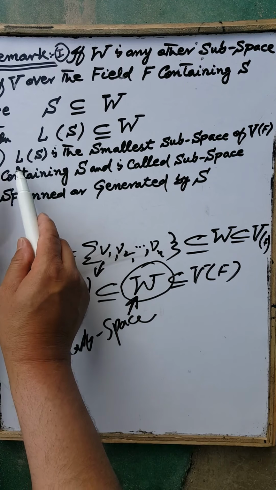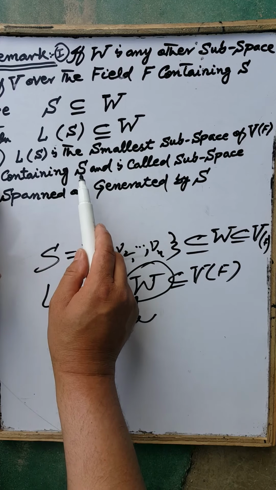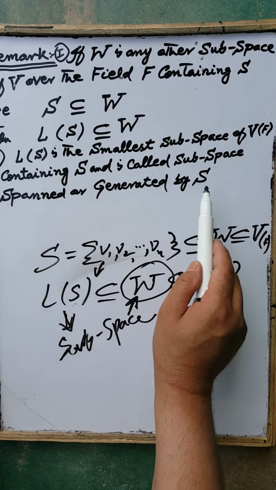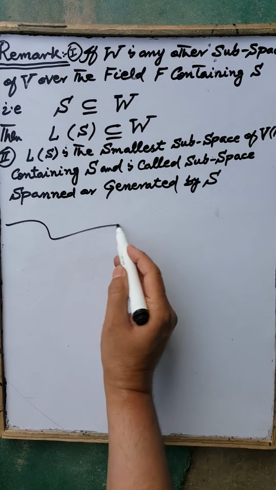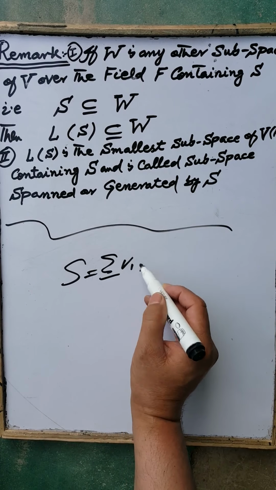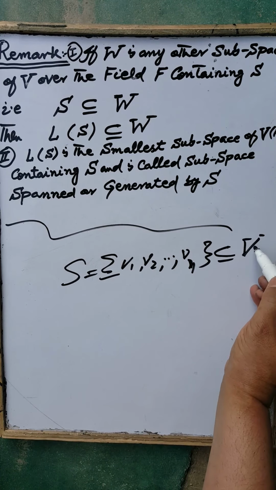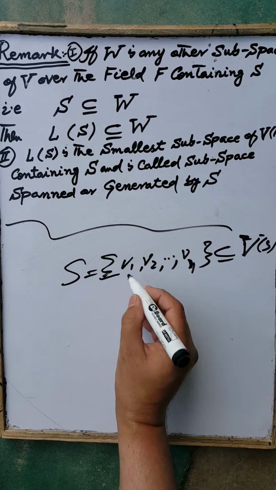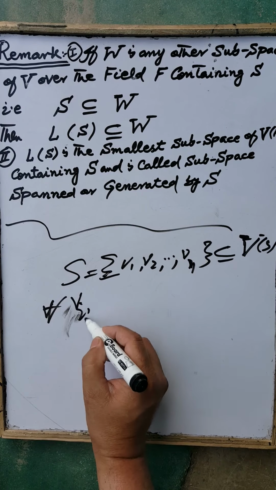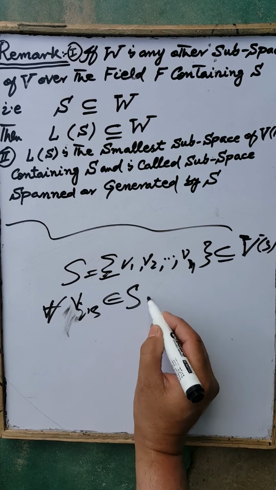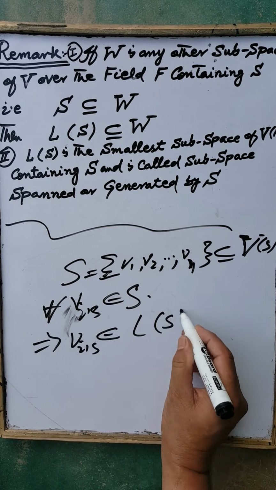And the second remark: the linear span of S is the smallest subspace of V over the field F containing S, and is called the subspace spanned by, or generated by, the set S. That is, if the set S is a subset of the vector space V over the field F, then each element vi of the set S is contained in the linear span of S.